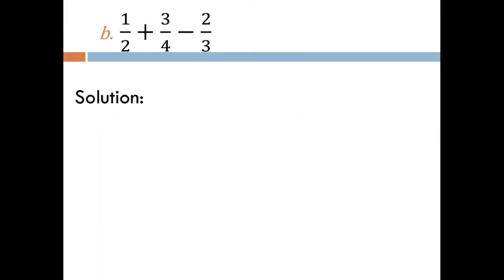So, next example, number 2. 1/2 plus 3/4 minus 2/3. So, in there, as you can see, magkaiba yung denominator niya. So, first, hahanapin natin is yung LCD. So, the LCD between 2, 4, 3 is 12. So, let's proceed to the next solution.